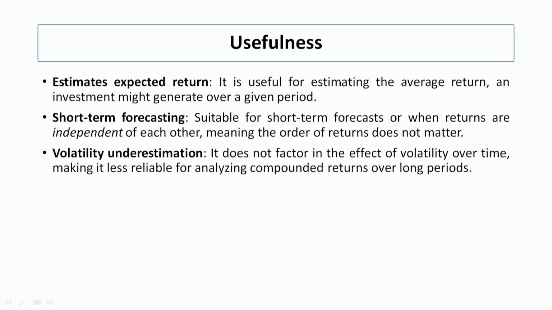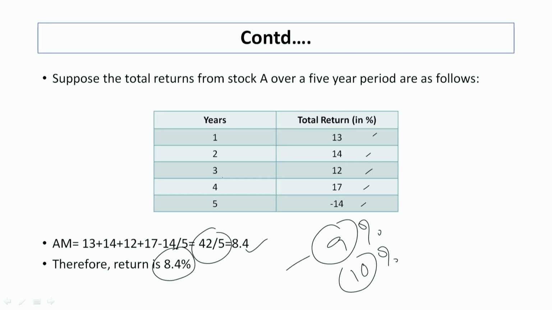Then short-term forecasting: it is suitable for short-term forecasts or when returns are independent of each other, meaning the order of returns does not matter. In this case, suppose the third year return I move to the fifth year, or the fifth year return I move to the second year, and shuffle them all, then also the return is going to be the same. But if they are associated or there are chances of autocorrelation, in that case arithmetic return or arithmetic mean is not suitable.